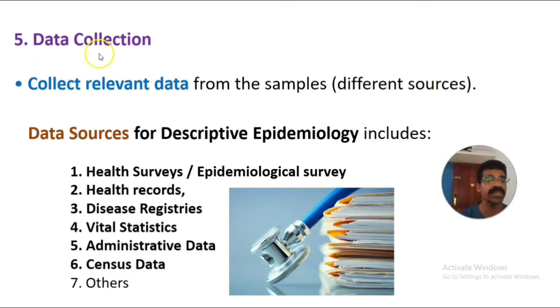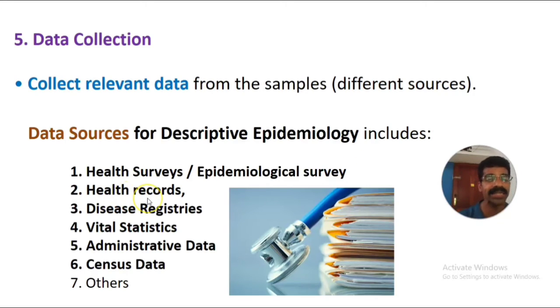The next important step, after all the basic preparation, is to collect the data from the study samples. So collect the relevant or appropriate data from the samples from different sources. There are many sources to collect information for a particular study. Thus, data sources for descriptive epidemiology include health surveys, by making structured and unstructured questionnaires. We can conduct an epidemiological survey to identify any disease in the community, among the people in a particular ward or community.